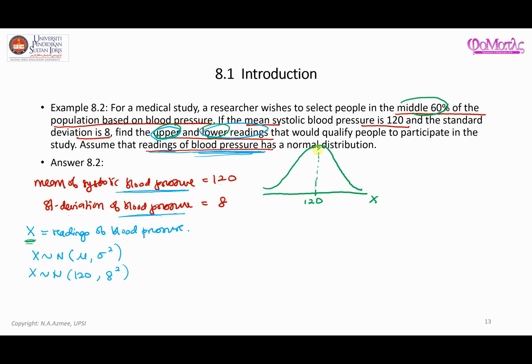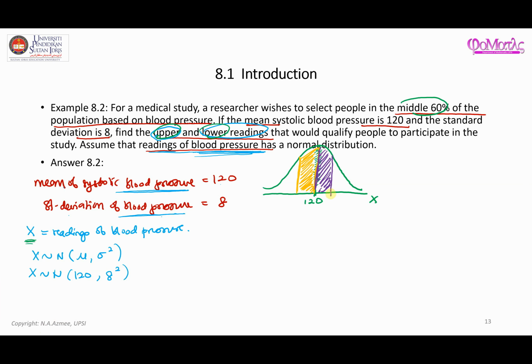That means this is the middle, and we want 60% of the population, the middle 60% of the population, which means it is interested to find this part because it has to be in the middle. That means from this point to this point, it's going to be 30%. And then from this point to this point, it's going to be another 30%. So altogether is 60%.